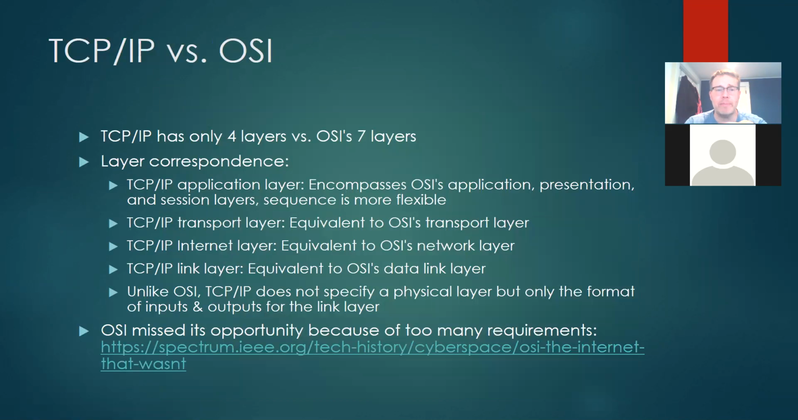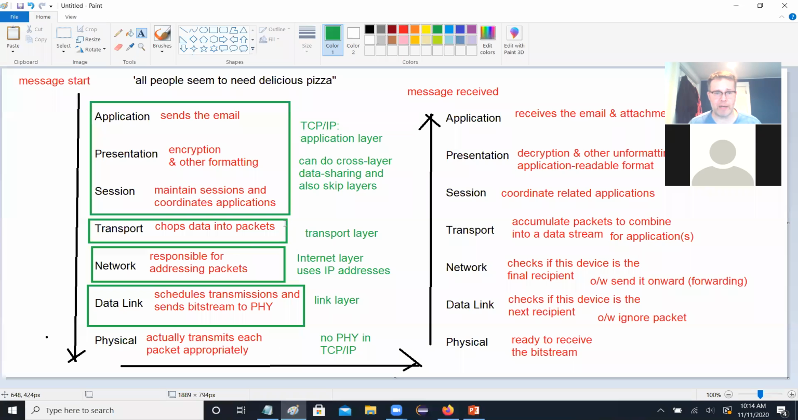Okay, so again, quick comparison. TCP/IP has only 4 layers, OSI has 7 layers. The application layer for TCP/IP encompasses OSI's application, presentation, and session layers. And as we discussed, the sequence is more flexible, right? So I can share information across these layers pretty easily. These other 3 are about the same, and there's no physical layer in TCP/IP.